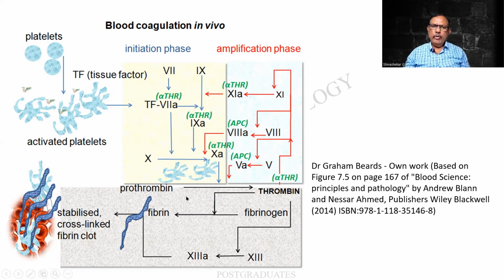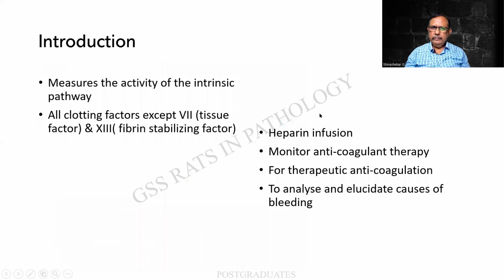At the same time, you have got the other things: 9 to 9A, 8, 8A, 5. The idea of the partial thromboplastin time will be to measure the activity of the intrinsic pathway, all the clotting factors excluding 7 and 13.